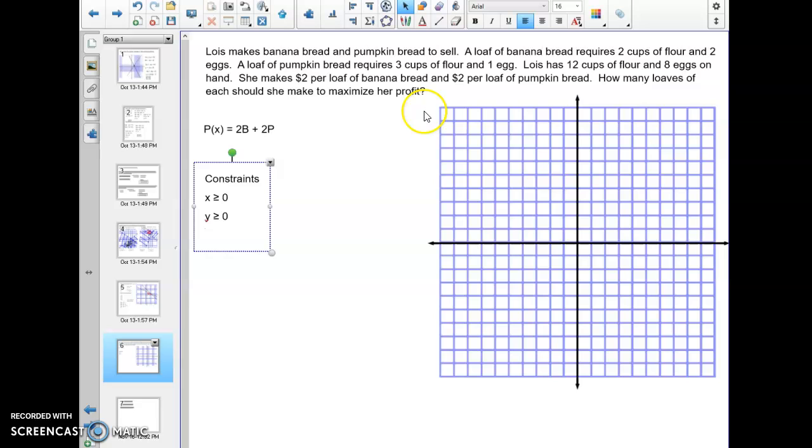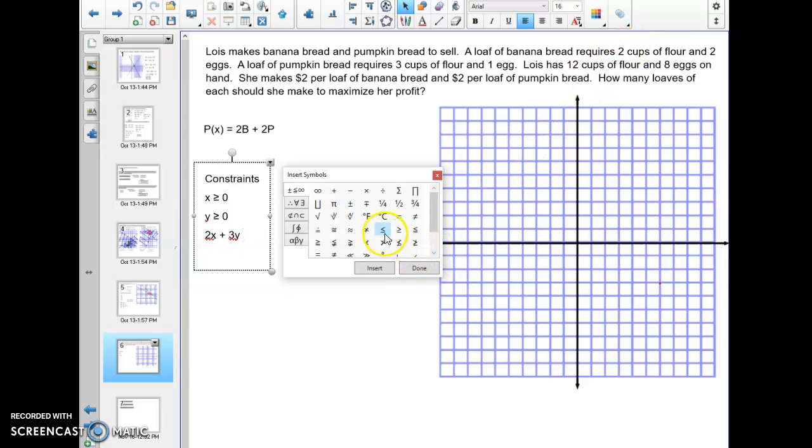Now I need to come up with my equations. I need 2 cups of flour for banana bread, 3 cups of flour. Okay, now we're continuing with the constraints. 2 cups of flour, 2 eggs for banana bread, 3 cups of flour, and 1 egg for pumpkin bread. So in terms of flour, it's going to be 2x and in terms of pumpkin bread, we're talking about 3y, and that can't be bigger than 12. There's only 12 cups of flour.